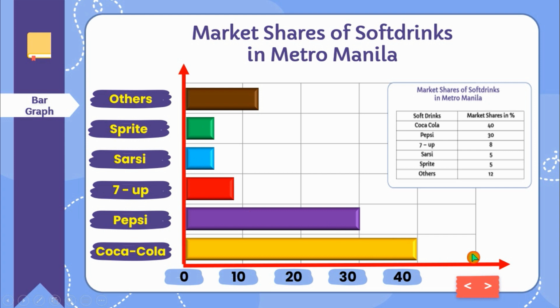Now, if you will be asked, how much more is Coca-Cola than Pepsi? Sa Tagalog, ano yung inalamang ng Coca-Cola kay Pepsi? That is 10%, kasi ano lang to, 'di ba nga ang Coca-Cola ay 40, bawasan mo lang 'yun ng 30, then ang inilamang ni Coca-Cola ay 10%. 'Yun, ganun lang.